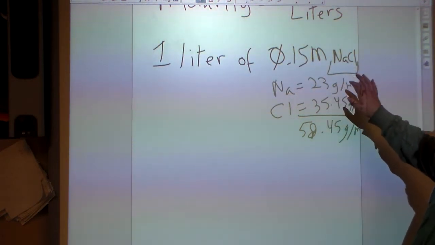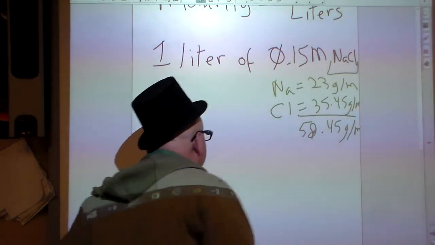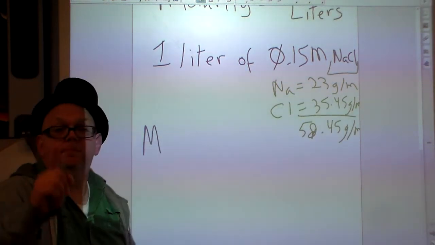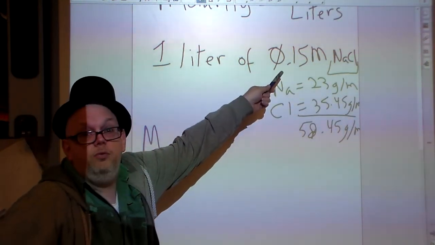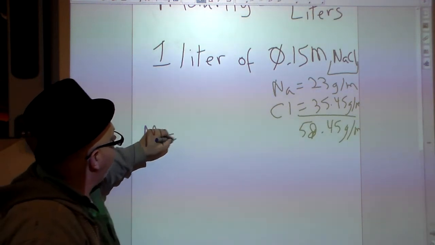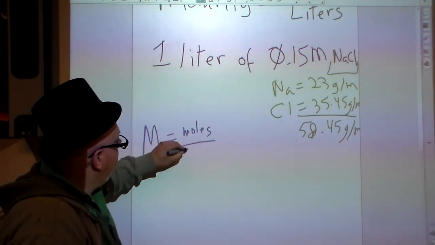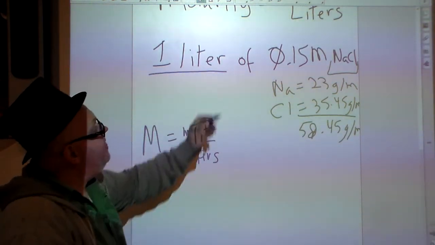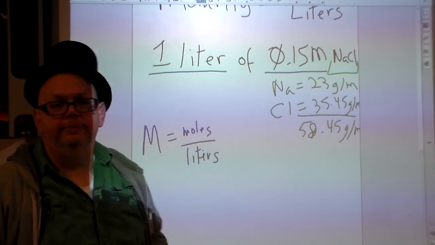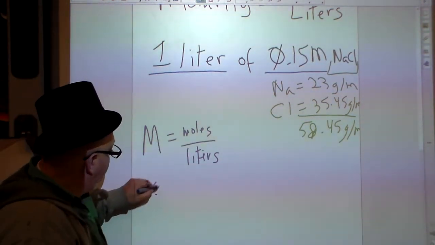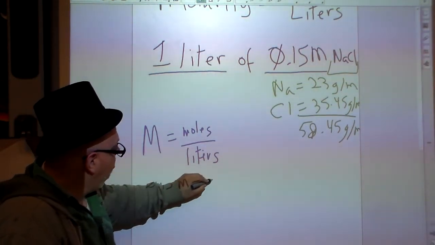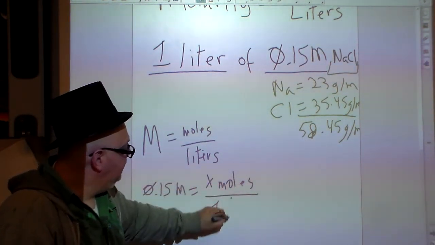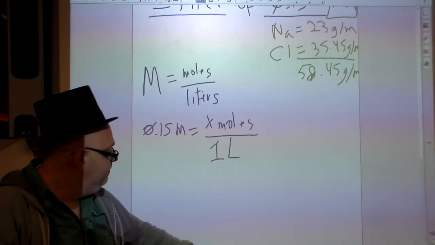And you say, well, why in the world are you preparing this? Let's look at our formula here. Molarity, which is always represented by the capital M, notice how I did that over there, is equal to moles over liters. Now in this case, they gave me my liters, right? And they gave me the molarity. So I'm going to have 0.15 molar equals X moles over 1 liter, because that's what they gave us.